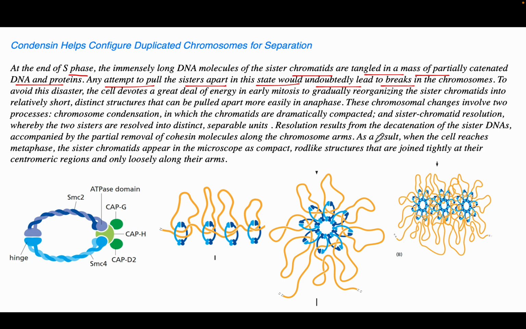Resolution results from the decatenation of the sister DNAs accompanied by the partial removal of cohesion molecules along the chromosome arms. As a result, when the cell reaches metaphase, the sister chromatids appear in the microscope as compact rod-like structures that are joined tightly at their centromeric regions and only loosely along their arms.